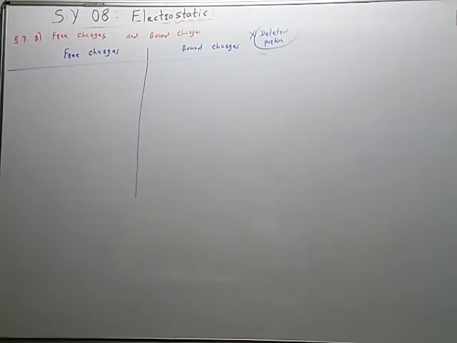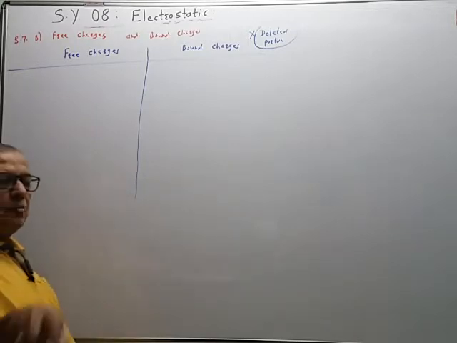So last time we have seen the differences between the conductors and insulator. Now this is again the deleted part of the syllabus due to the corona effect: free charges and bound charges. So the meaning is very simple. Already you must be knowing it in chemistry.